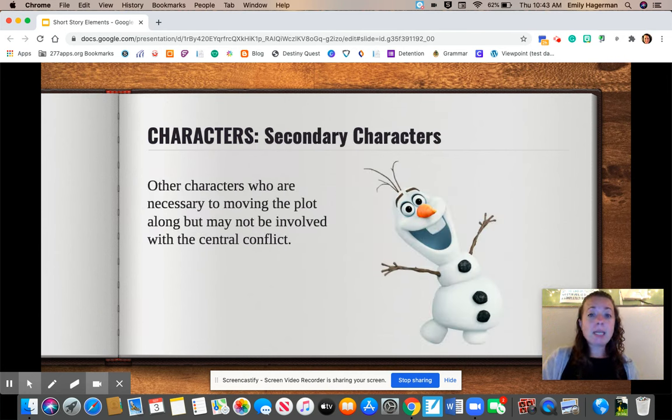And finally, we have our secondary characters. So they're not necessarily trying to solve or create a conflict, but they help move the plot along. Maybe like Olaf, they provide a little bit of humor to the story.